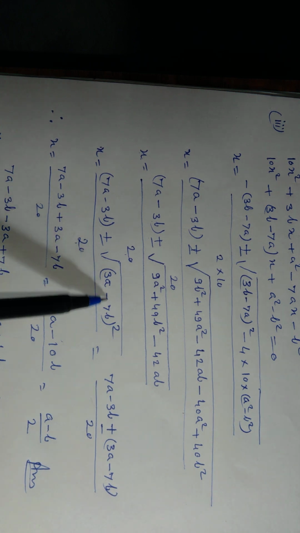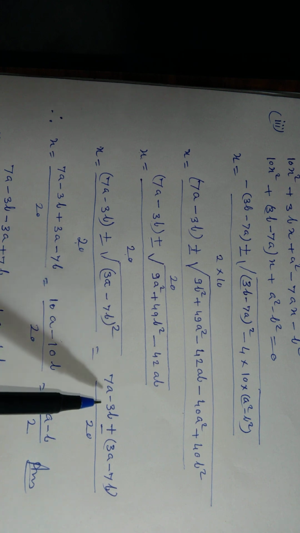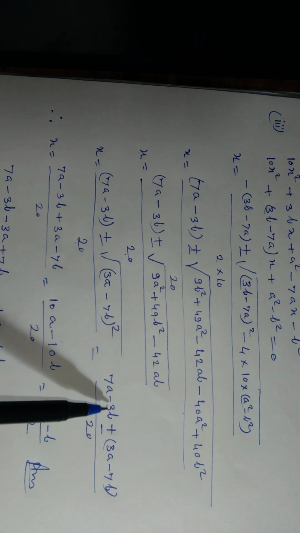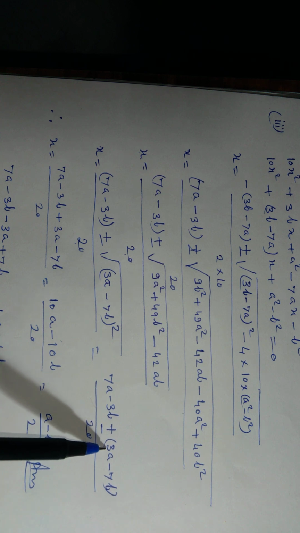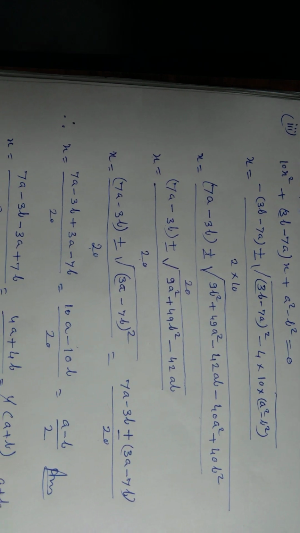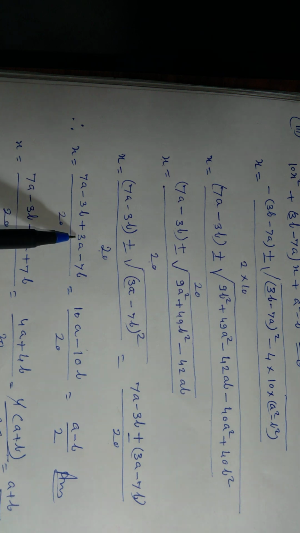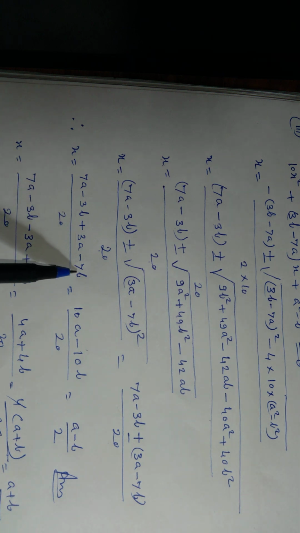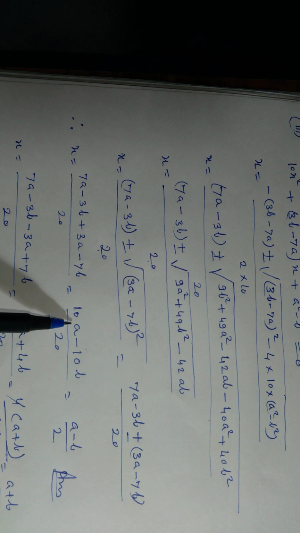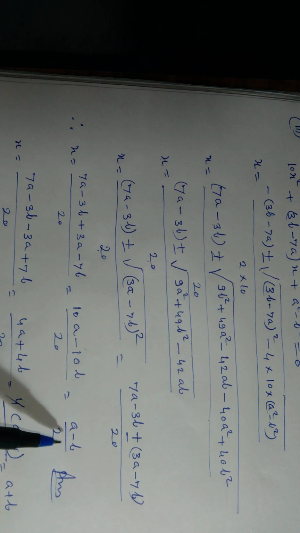So taking the square root of this, the 2 will be removed, the square will be removed. So (7a − 3b) ± (3a − 7b) divided by 20. So x will be equal to, in one case, (7a − 3b + 3a − 7b) by 20. We solve it, that will be (10a − 10b) by 20. It will be equal to (a − b) by 2.